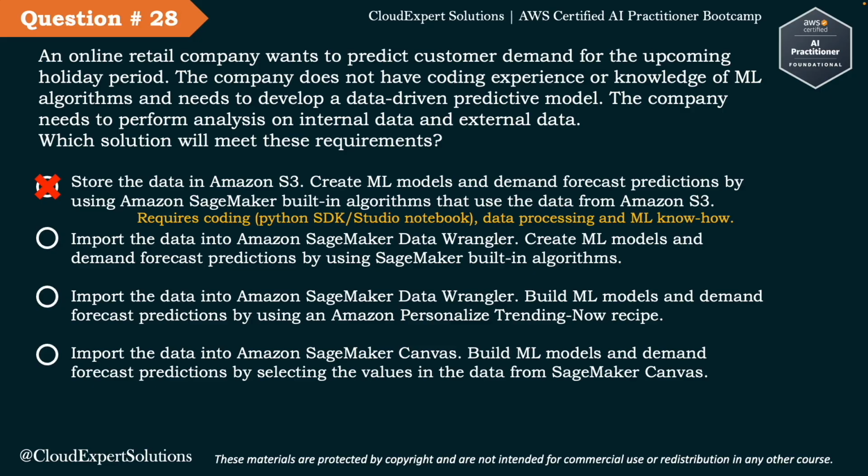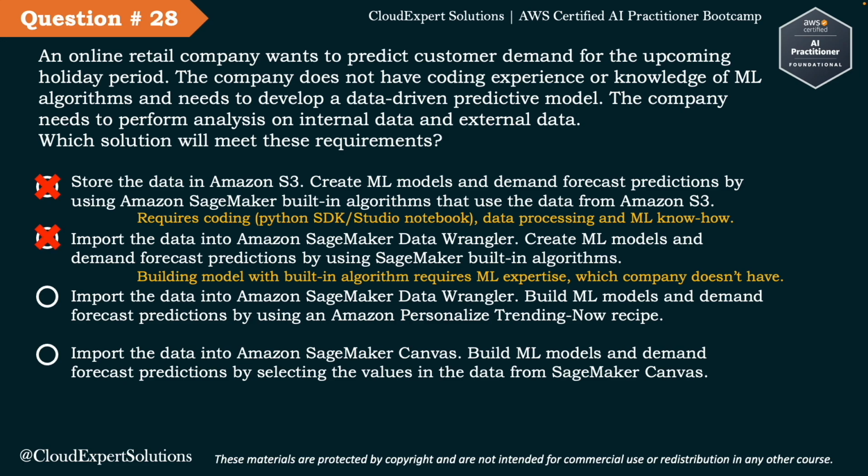Moving to option number 2, import the data from Amazon SageMaker Data Wrangler, create a machine learning model and demand forecast prediction by using a SageMaker built-in algorithm. Data Wrangler is primarily a data preparation and feature engineering tool. While it can export to a training job, building models with a built-in algorithm will still need machine learning expertise, which the company does not have.